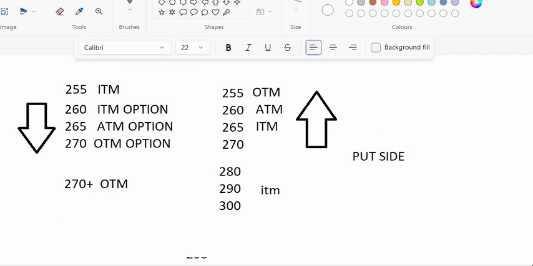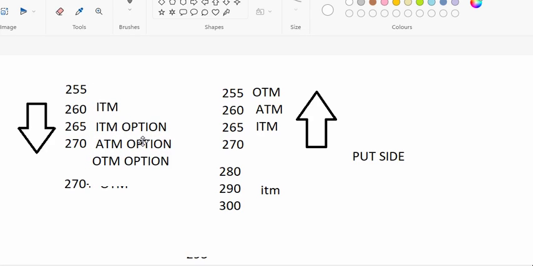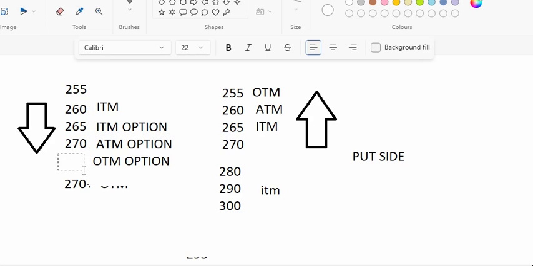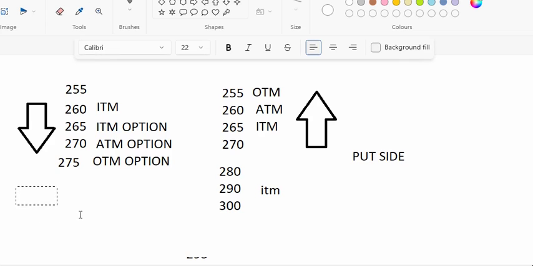So what happens after a couple of days? The market is at 270. What will happen? Of course, if it is at 270, the 270 will become at the money option, and now let's say 275, 280, 275, or plus everything will be acting as the out of the money option, and this is nothing but the call side.